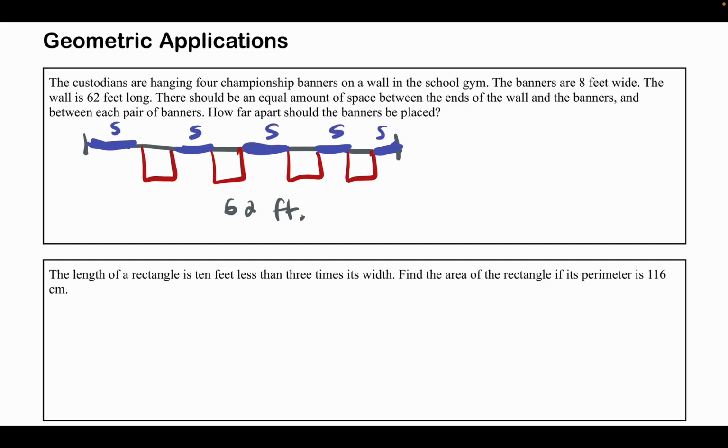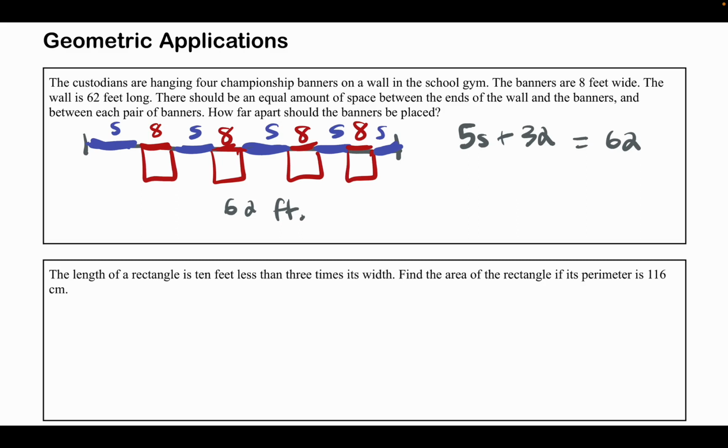We also do know that the banners are 8 feet in width, which means that these distances right here are all going to be 8. And so, of course, if we add up all of those spaces S with those distances of 8, it should total 62 feet overall. And so it turns out that 5 spaces plus 4 widths, or a total of 32 feet for the banners, is going to come out to be 62 feet in total. And then we can solve for S.